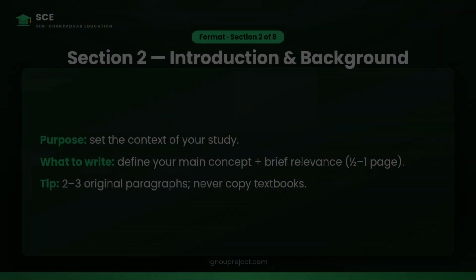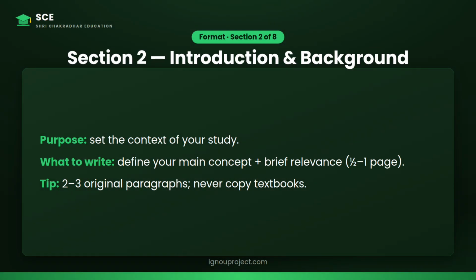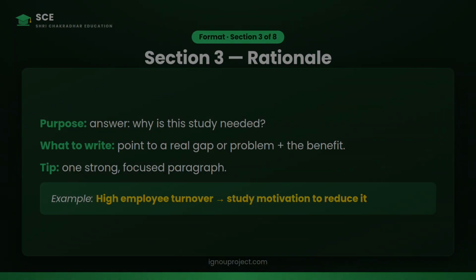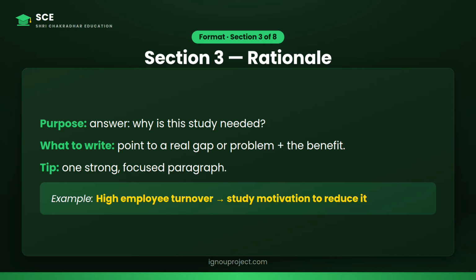Section 2. The Introduction and Background. This section sets the context of your study in about half a page to 1 page. Start by briefly defining your main concept. For example, what employee motivation means, and then give a short background on why this area is relevant today. Do not copy long paragraphs from textbooks. 2 or 3 clear original paragraphs are enough. The goal is simply to show the evaluator that you understand your topic and where it fits. Section 3. The rationale, also called the justification of the study.